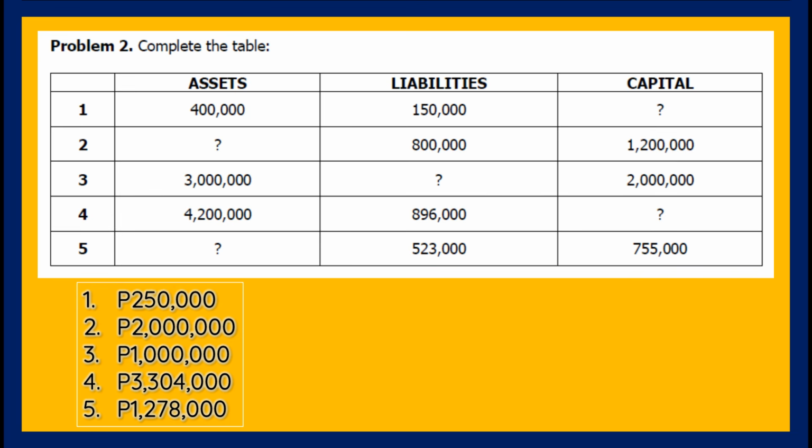For number 4, capital ang hinahanap. So C is equals to A minus L. 4,200,000 minus 896,000 gives you a capital of 3,304,000. And lastly, for number 5, assets ang hinahanap. So A is equals to L plus C. So 523,000 plus 755,000 will give you 1,278,000.